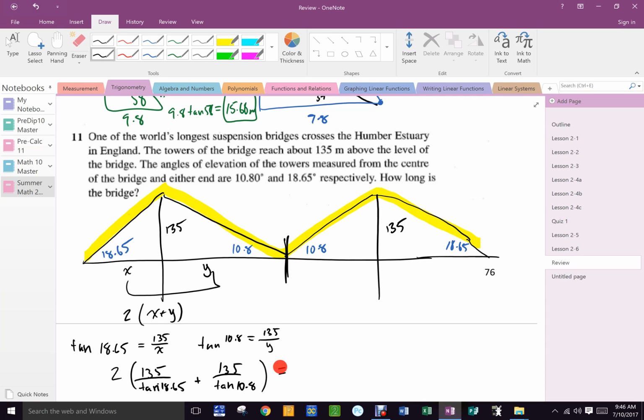I think it's something like 2,100. But I can't remember. I'm sorry, what? 2,215. I get 0.4. But I don't really care. That question's also out of 4, by doing 135 divided by that tan plus 135 divided by that tan and then multiplying it by 2. Because the suspension bridge has to have 2 towers, or it can't be suspended.